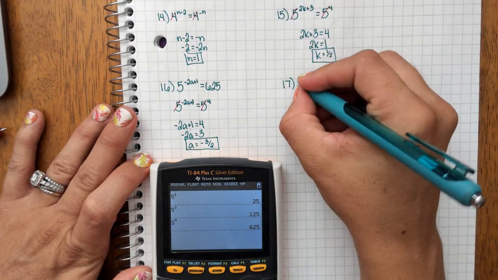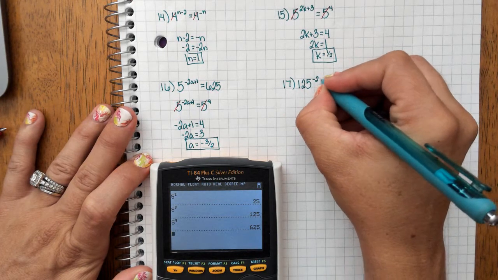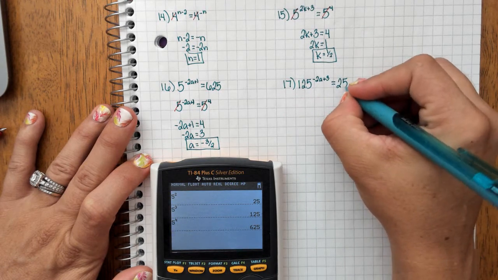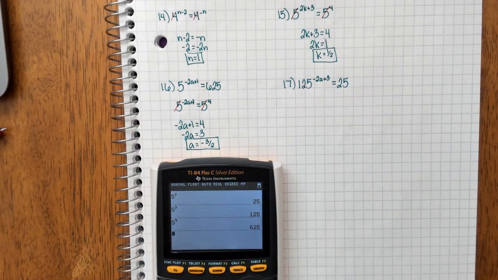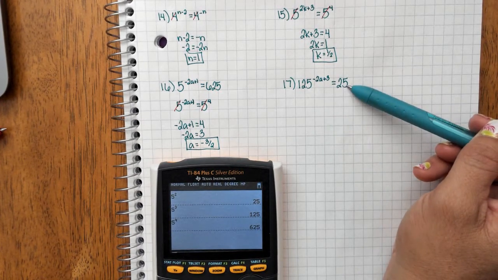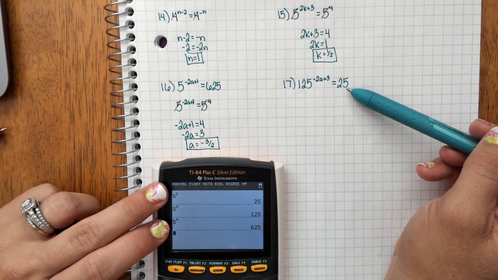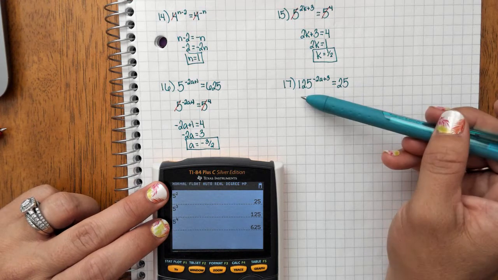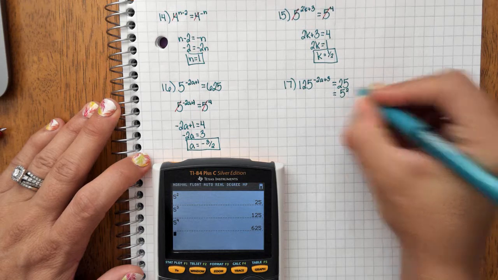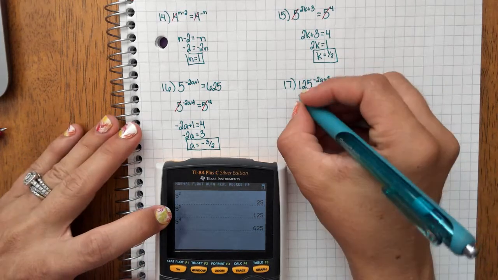Seventeen is similar but a little bit trickier. It's 125 to the power of negative 2a plus 3 equals 25. So on this problem, we have to rewrite both bases, 25 and 125, and they can both be written with a base of 5. So 25, we all know, is just 5 squared. But 125 is 5 to the power of 3, 5 cubed.